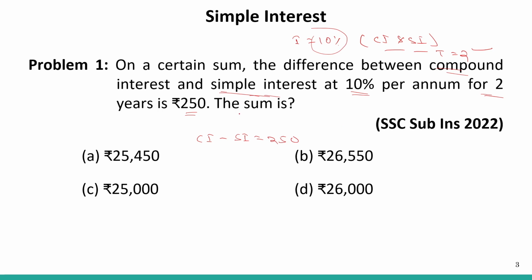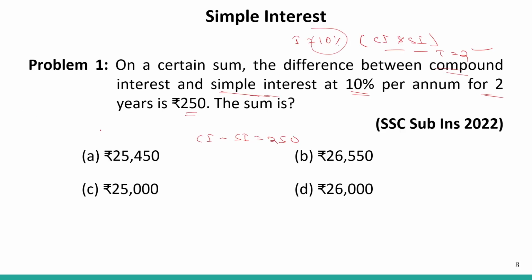It asks us what the sum is. Whether it is 25,000, 25,450, 26,550 or 26,000. This question appeared in the SSC Sub Inspector 2022 paper. So let's continue.